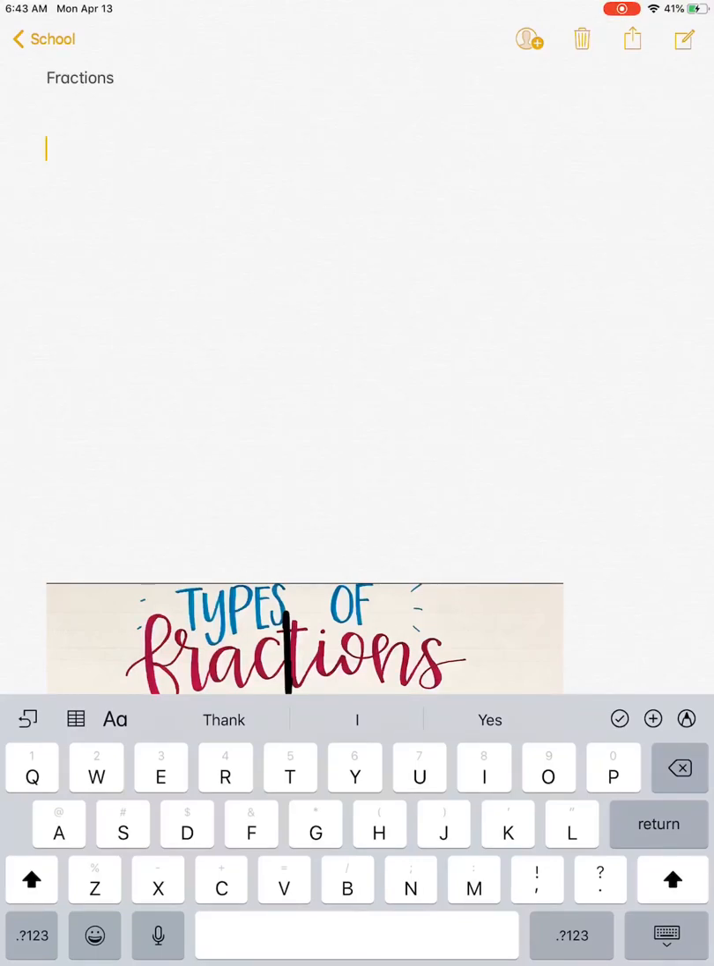Hello everyone. Today we are going to start learning more about fractions. So what do you remember about fractions? What is a fraction? What do fractions show and tell us?